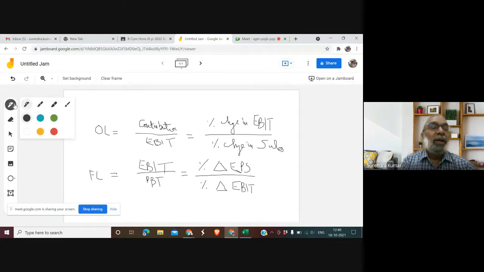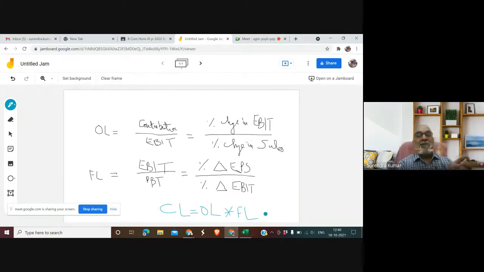Okay, and then I am writing my combined leverage. So my combined leverage is operating leverage into financial leverage. See, we always say like this. Although we can say percentage change in EPS due to percentage change in sales, we can say that also, right?